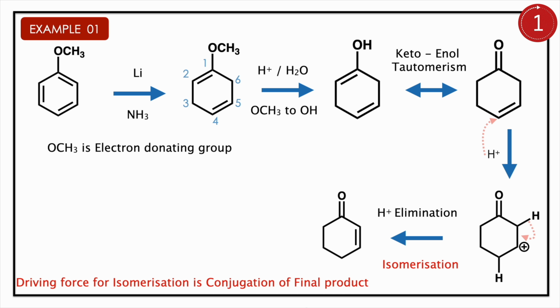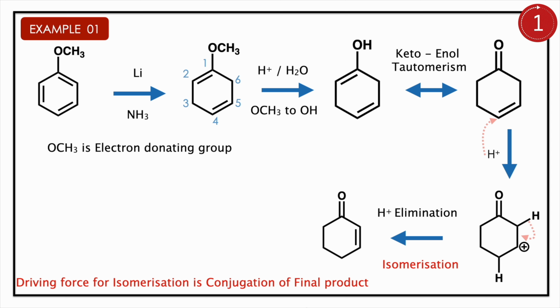Here the OCH3 group is there. It is an electron donating group, mesomeric in nature. So what really happened? Radical anion doesn't form near it, so the anion forms away from the OCH3 group. Reduction happens at the 3,6 position.